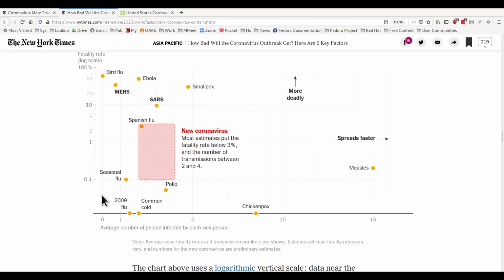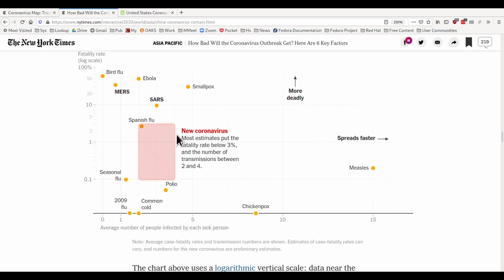That means that from this unit to this unit is a factor of 10, and from this unit to this unit is a factor of 10, and from here to here is a factor of 10. So, for example, seasonal flu says that only 0.1% of patients die, whereas for the bird flu up here, you can see that's closer to 50%. Ebola is also very high, MERS is very high, smallpox is very high, but then the common cold and then an ordinary flu season like this one from 2009, it may be that very few people die, and so those diseases appear way down here.